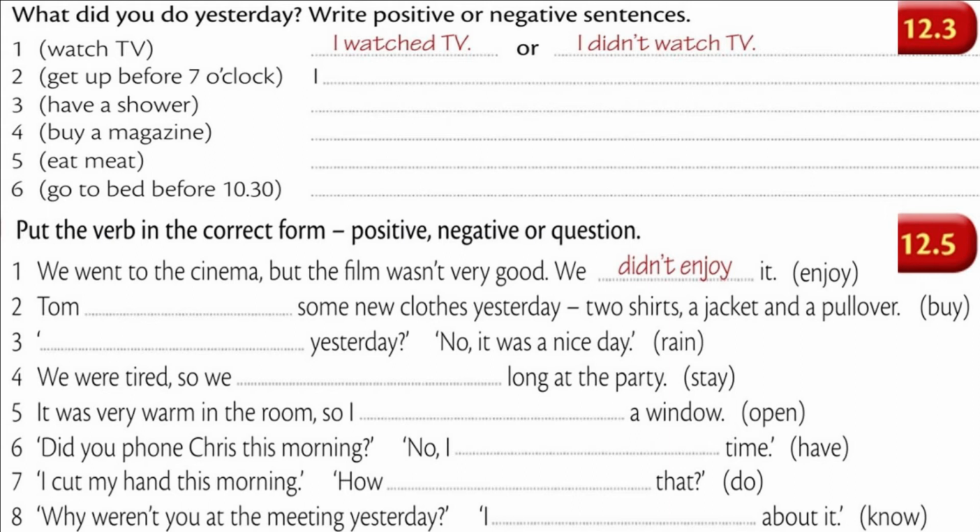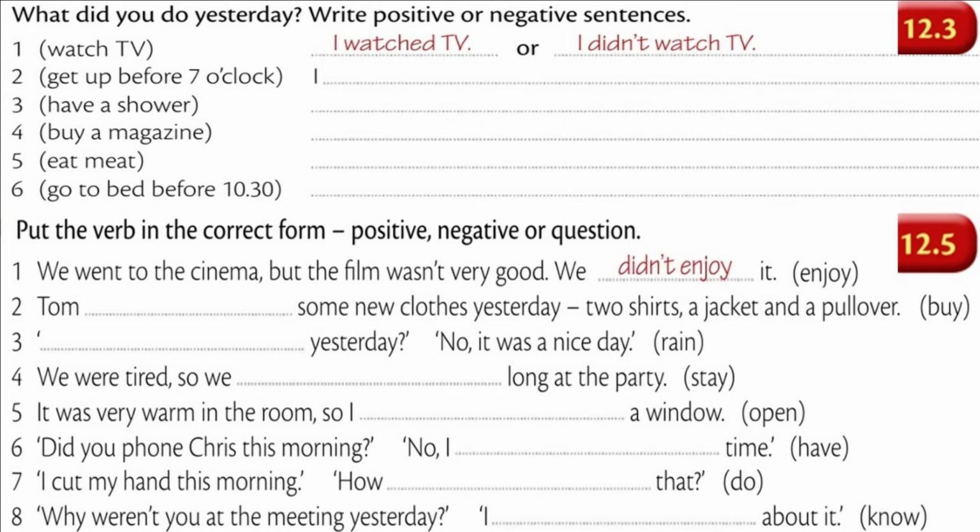Exercise number 12.5. Put the verb in the correct form. Positive, negative, or question. Number 1. We went to the cinema, but the film wasn't very good. We didn't enjoy it. Number 2. Tom bought some new clothes yesterday. 2 shirts, a jacket, and a pullover. Number 3. Did it rain yesterday? No, it was a nice day.